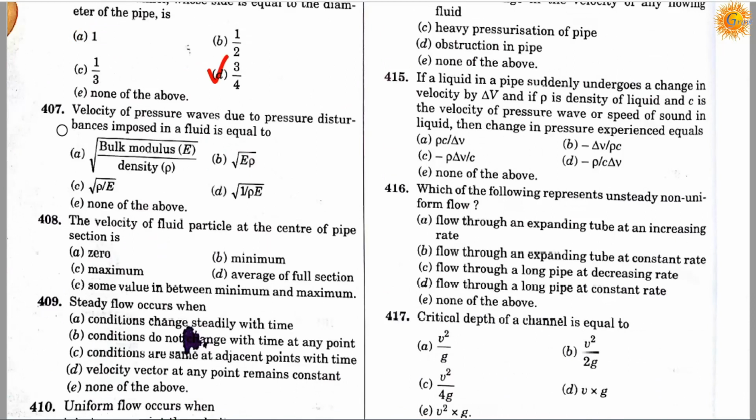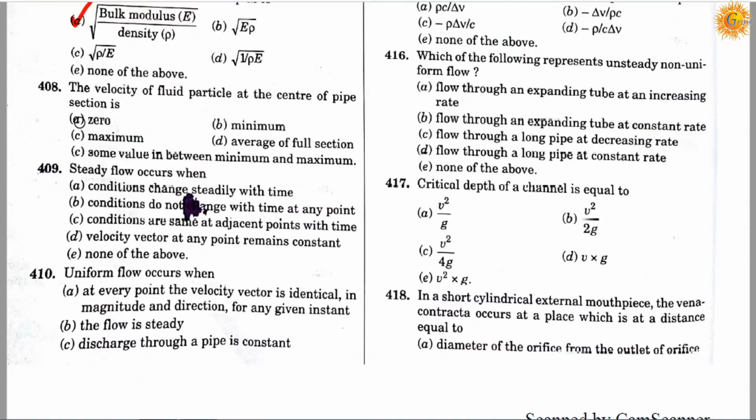Question number 407. Velocity of pressure waves due to pressure disturbance imposed in a fluid is equal to: option A, under root of bulk modulus E upon density sigma; option B, under root of E into sigma; option C, under root of sigma upon E; option D, under root of 1 upon sigma E; and option E, none of the above. Correct answer is A, it will be under root of bulk modulus E upon density sigma.